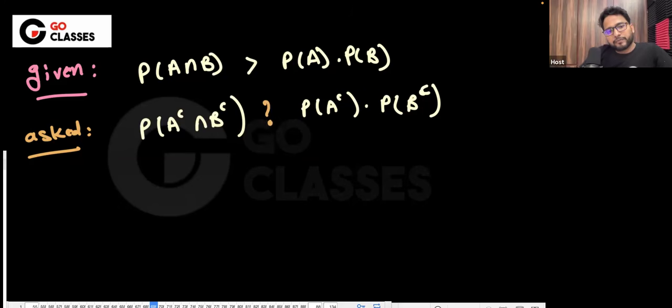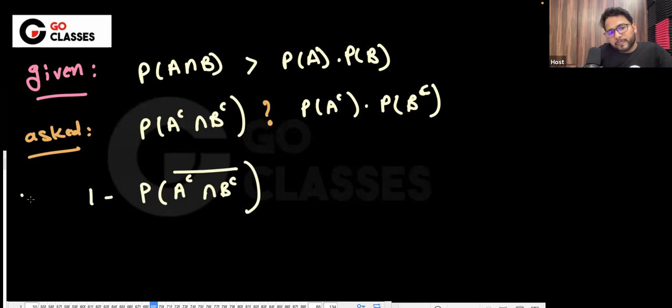Now let's just solve this question. Whatever is given, I have to convert to that so that I can draw some conclusion. What we can do is convert this to A complement B complement by a simple hack. I will be using the same thing again. I'm writing this LHS. This will be the same as 1 minus, you can just open this, A union B.